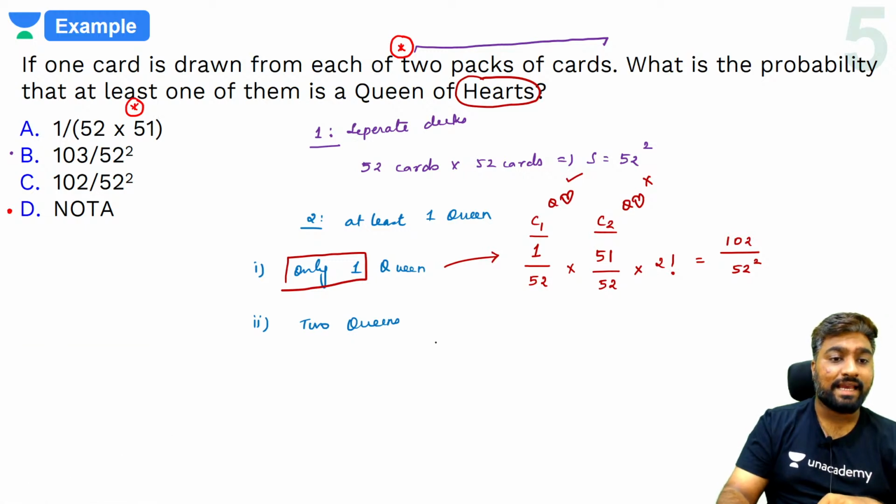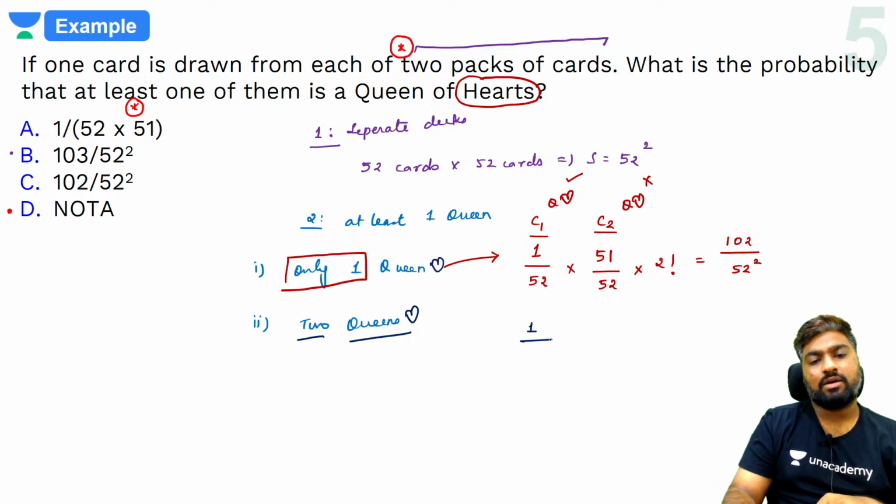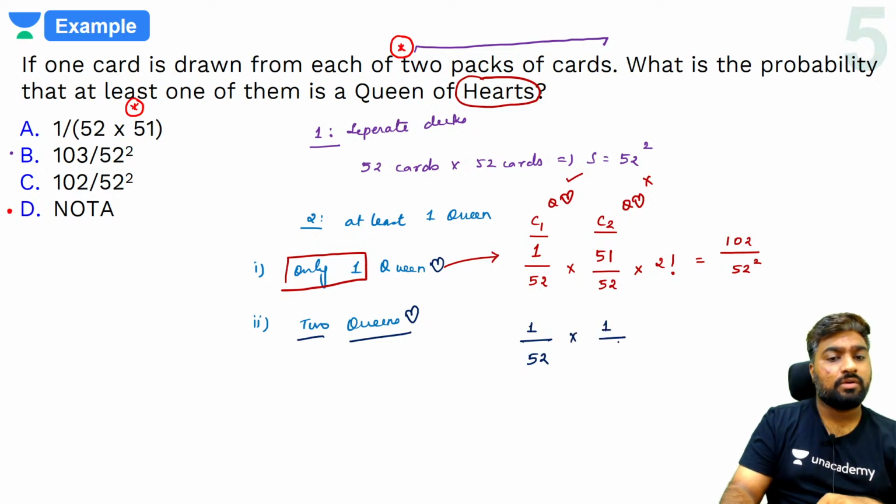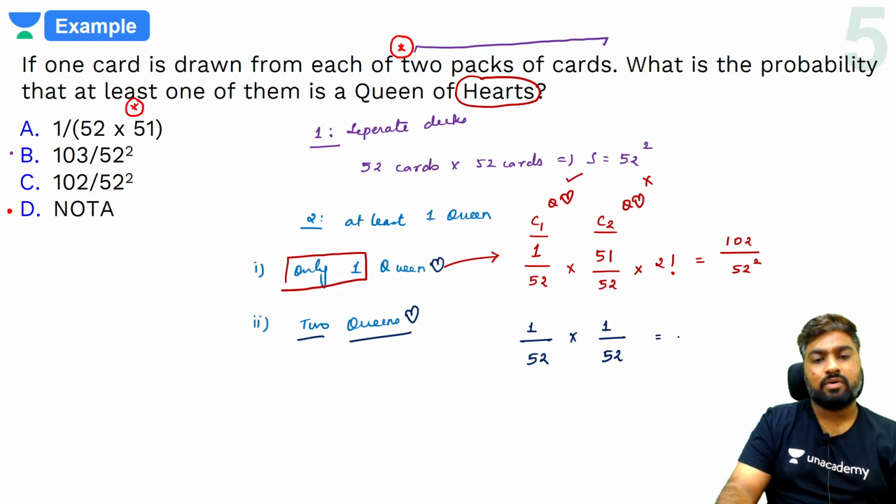Now let's look at the second scenario, both the cards being Queen of Hearts. So what will happen? First card Queen of Hearts, 1 by 52. Second card also Queen of Hearts, 1 by 52. No need to arrange because Queen of Hearts is the same thing. So what is it? 1 by 52 square.